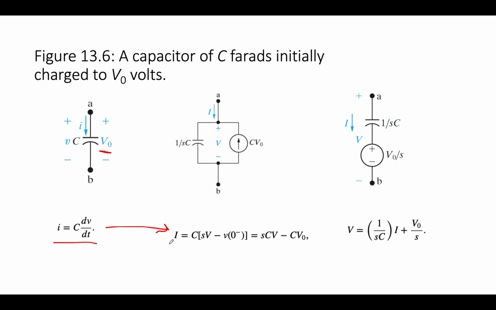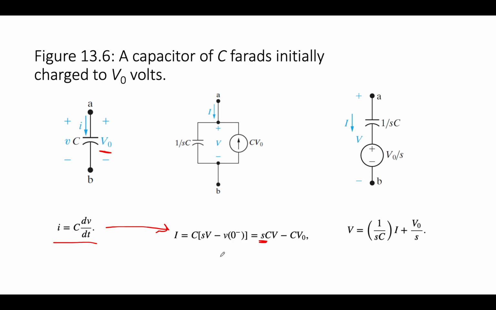I becomes a function of S. We have SCV minus CV0. So if we then try to model the capacitive impedance, we end up with 1 over SC. So let's think about that. The equation I is equal to something times V, this would be an admittance. We don't talk about admittance much, but it is 1 over impedance.